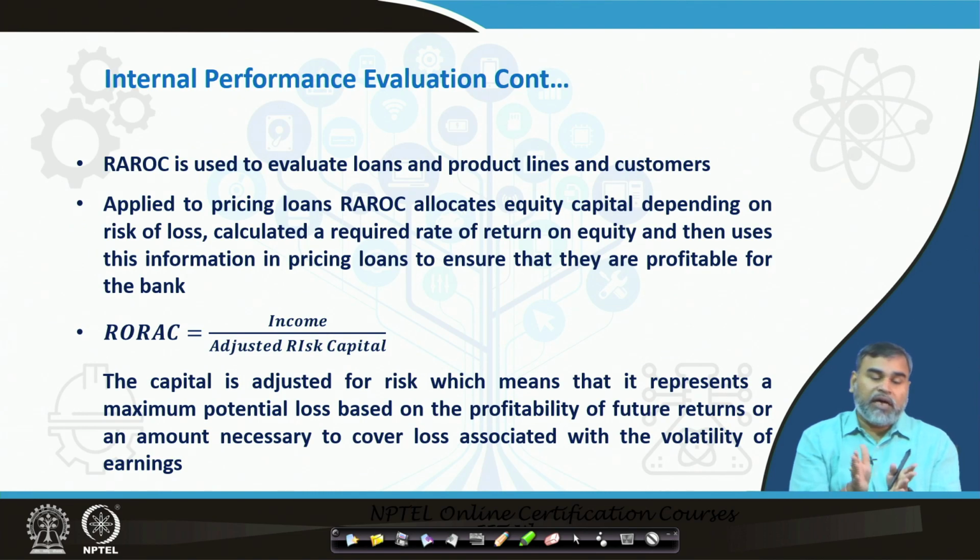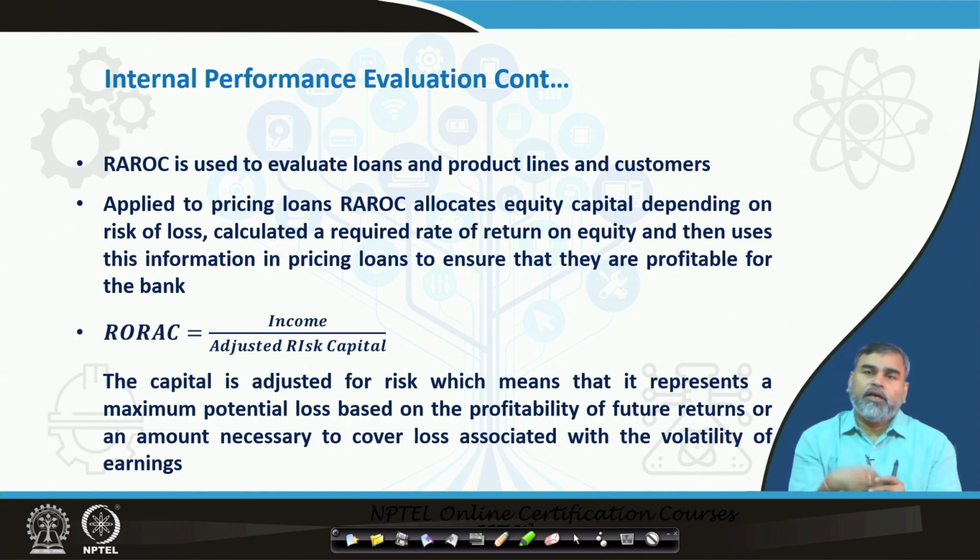And another one is your RORAC. Here the capital is adjusted for the risk, which means that it represents a maximum potential loss based on the profitability of the future returns, or the amount necessary to cover the loss associated with the volatility of the earnings. So, how much loss basically I am going to incur because there are fluctuations in the earnings, and if there are fluctuations in the earnings, then how much capital I should always keep aside or should allot to them. By that my other objectives like return on equity and other things will not be affected.